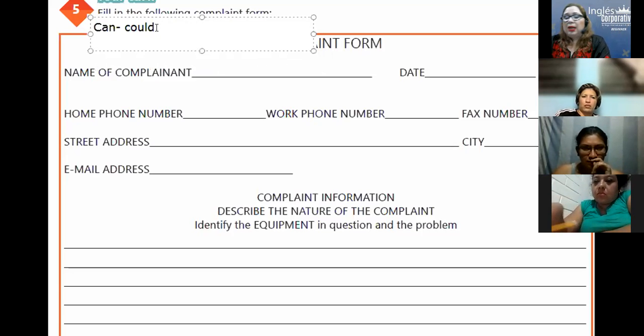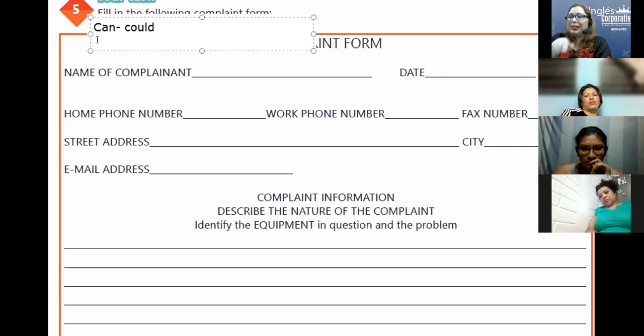Es muy común, este es un lenguaje que se usa en el teléfono. For example, if I have to fill this compliant form on the phone, and I ask, for example, Patty is calling. And I ask her, could you please give me your phone number?